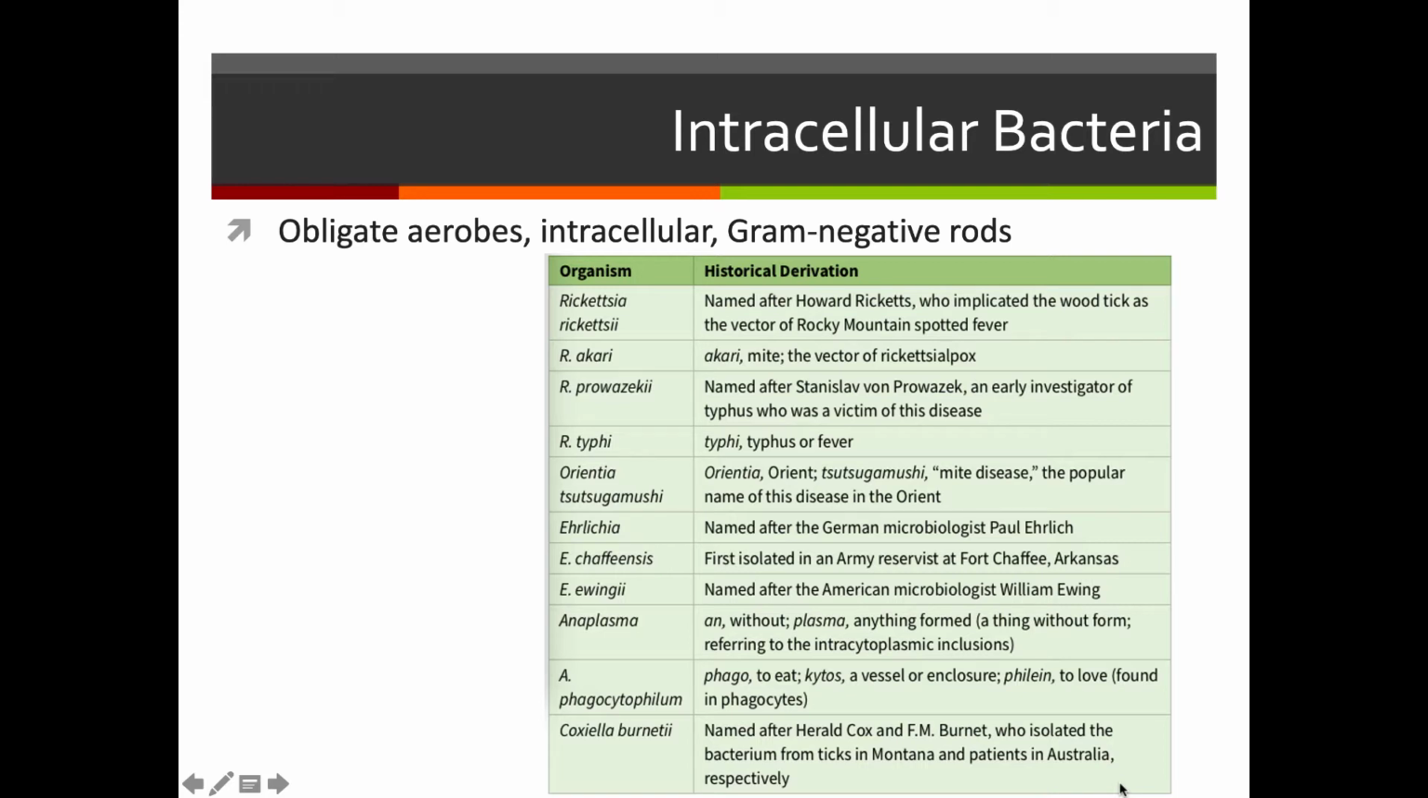But those of you who may be interested in veterinary medicine or those of you who have pets, things like Rickettsia and Anaplasma are fairly common infections in pets, in dogs. These are mostly going to be transmitted by insects like fleas or other arthropods like ticks.